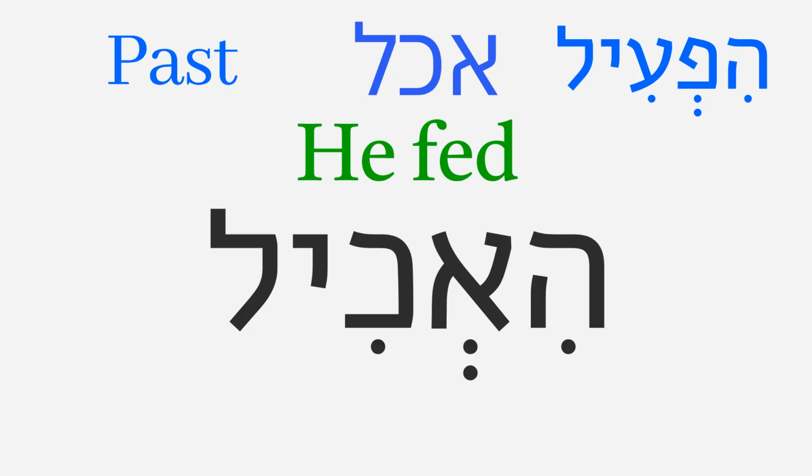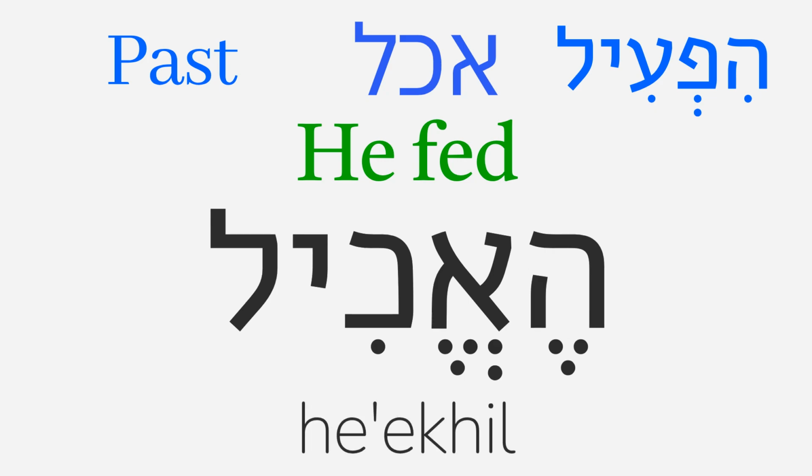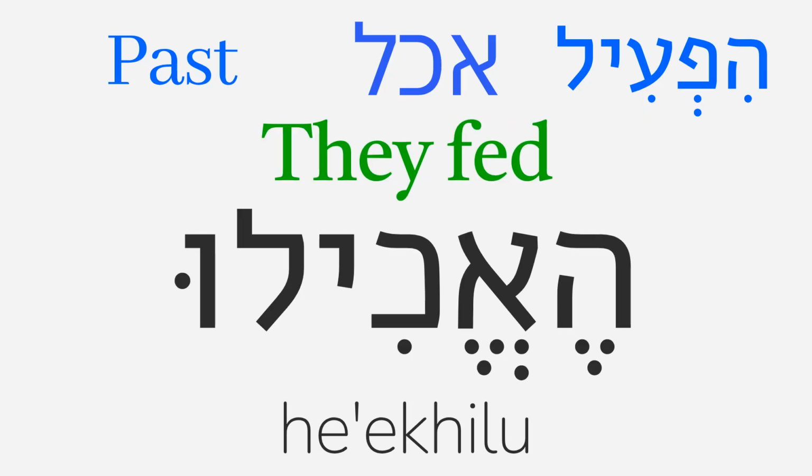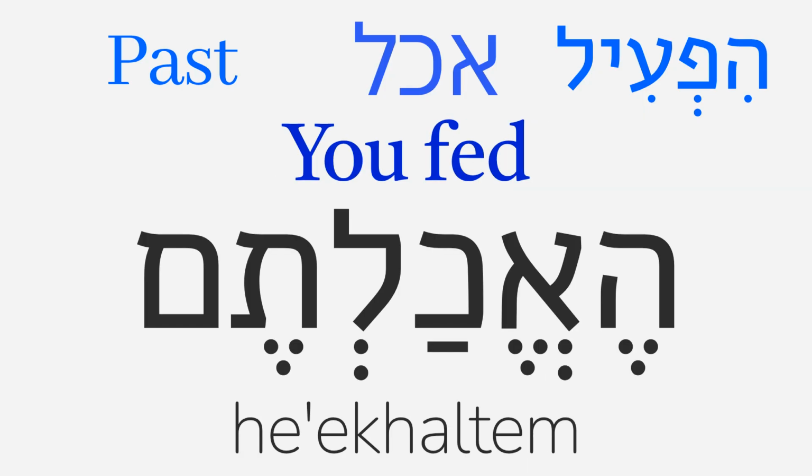But with the root aleph kaf lamed, we need to get rid of that shva on the aleph. What we'll change it to in the past tense is a segol shva, and we'll also change the hirik before it to a segol. That makes he'echil, he fed. This vowel change goes for the other past tense forms as well, like he'echalt, you fed feminine singular, he'echilu, they fed, or he'echaltem, you fed masculine plural.